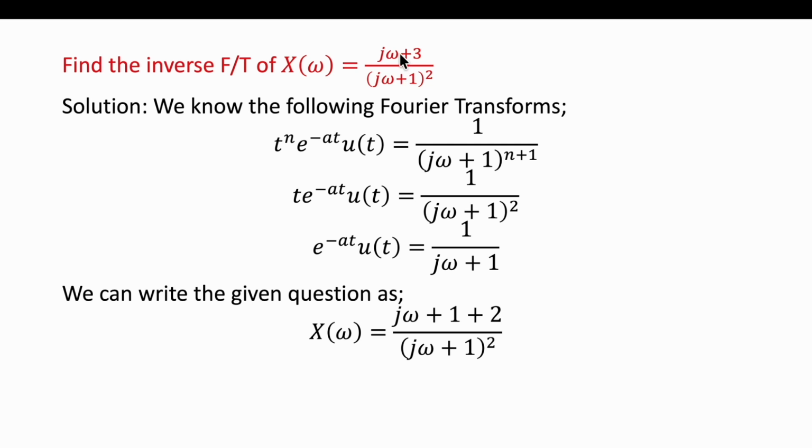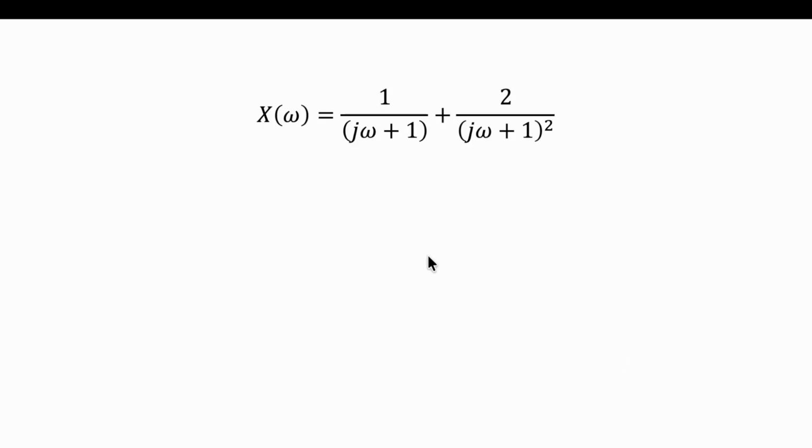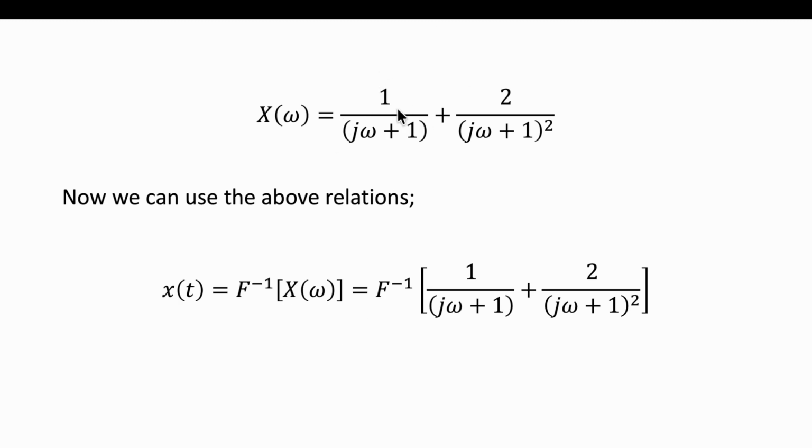Here, we can rewrite jω + 3 in this format: jω + 1 + 2, and then we can separate them: (jω + 1) / (jω + 1)² plus 2 / (jω + 1)². Then similarly we can use the previous identities to calculate the inverse Fourier transform of each portion, which equals e^(-t) u(t) plus 2t e^(-t) u(t).